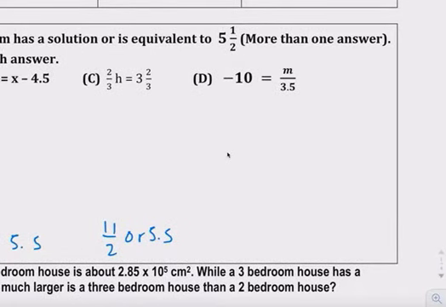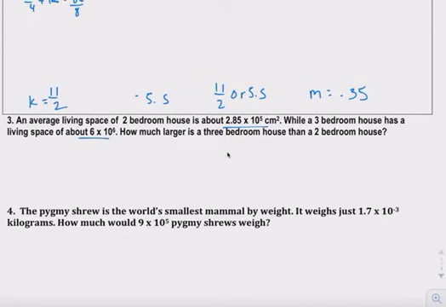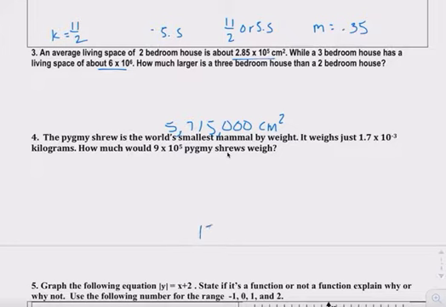This one here you should get m is negative 35. This one here you do order of operations, and then you subtract, you should get 715 centimeters squared. And this one here you should get 150 kilograms.